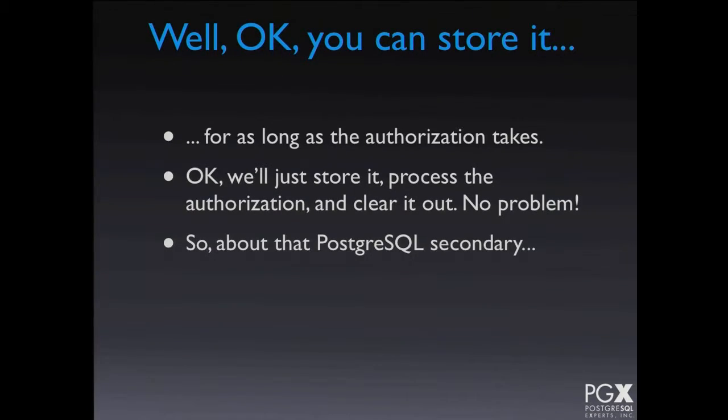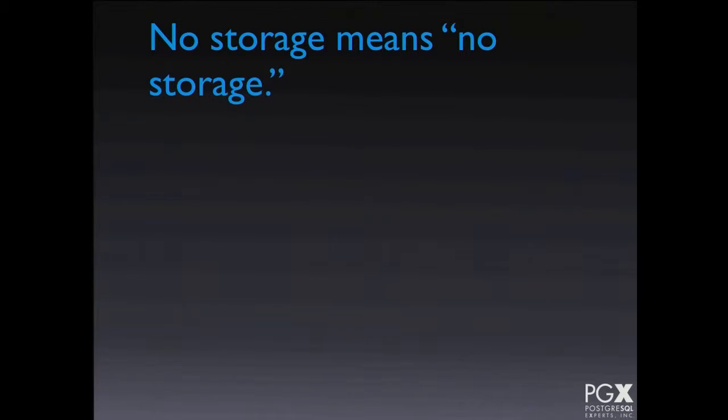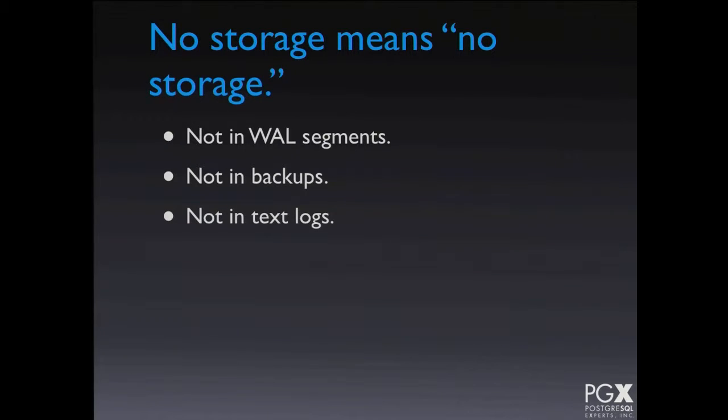So about that PostgreSQL secondary you have, with all those WAL logs and all the WAL archiving that you're doing for disaster recovery that now all have the CVV recorded in them, those aren't allowed either. No storage means no storage. You can't store them in WAL segments, you can't store them in backups, you can't store them in text logs, even in encrypted form.